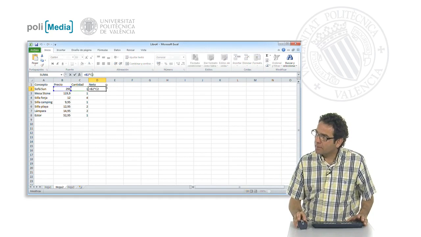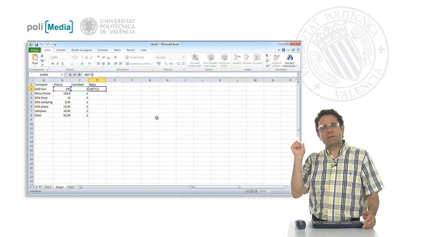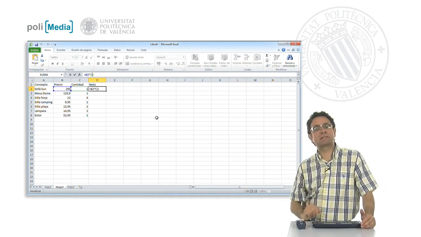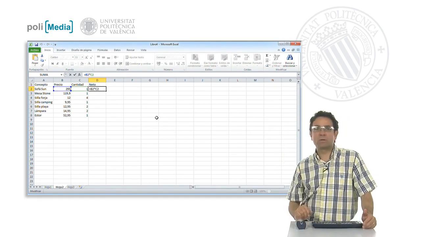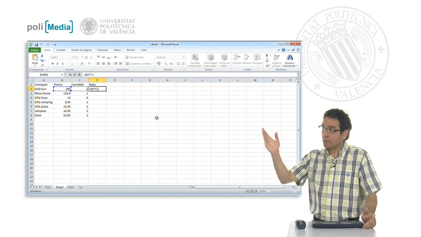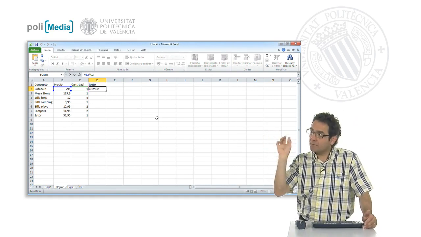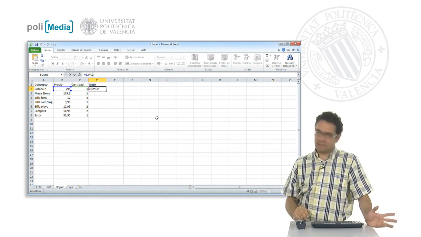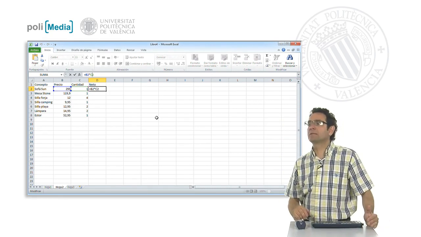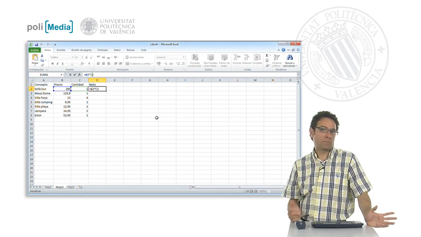In Excel, we have introduced here an expression where the references are relative to the cells that are in the position immediately to the left of where I have introduced the expression. That is, B2 times C2. What this means is that we are multiplying what is in two positions to the left, in this case 295, times the quantity that is immediately to the left, 1.